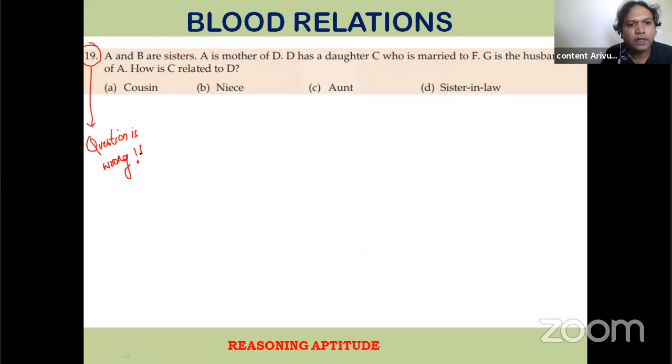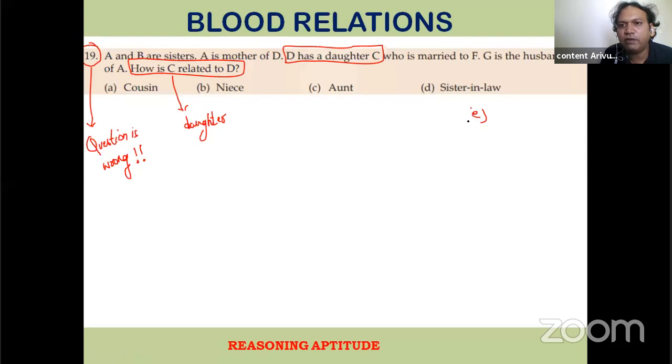And how can we get to know about this immediately? Look at this statement. D has a daughter. I'll not solve anything, I'll just show you the problem here. D has a daughter C. They're asking you, how is C related to D, right? If D has a daughter C, then C is the daughter of D. Now, do we have any answer option which says daughter? No, we don't. So maybe we'll have to write down daughter and tick that as the answer.